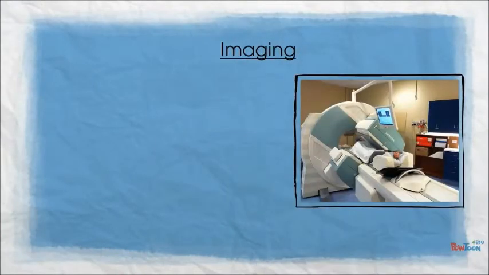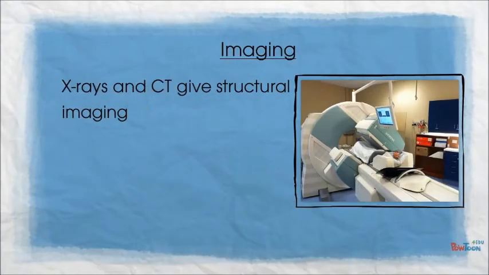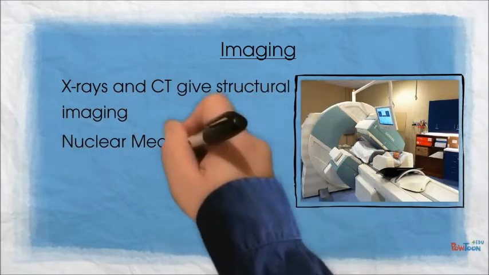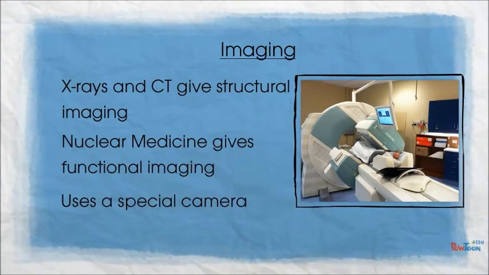Imaging is a large part of nuclear medicine. Scans such as X-rays and CT are able to provide great information about the structure of the body, but nuclear medicine provides us information on the function of the body. The tracer that is administered inside the body is able to be seen using a special camera, which allows us to see where the tracer is in the body. Let's look at an example of an imaging test.